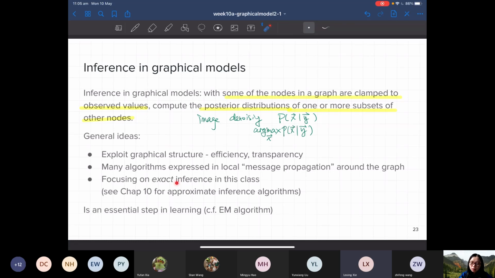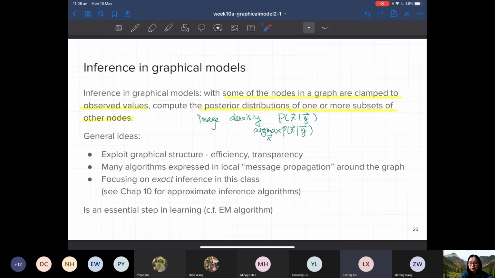And we focus on exact inference in this class. Basically, we focus on graph structures where we can compute the exact probability or the exact argmax. I think previous years have had a section on approximate inference, and this year we don't have time for this. So if you're interested, you should look at chapter 10.